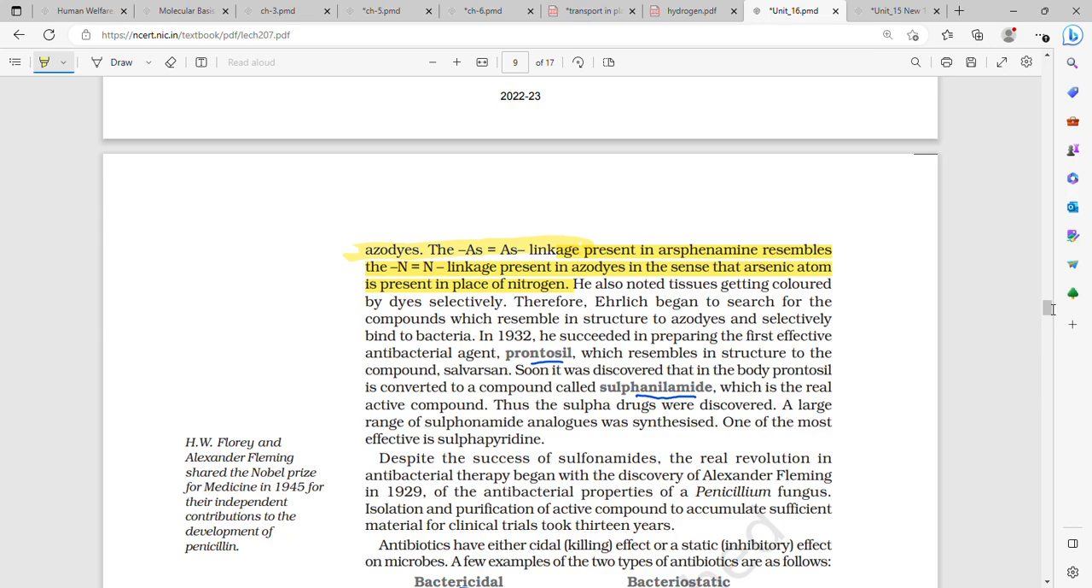He also noted that tissues get colored by dyes selectively. Therefore, Ehrlich began to search for compounds which resemble azo dyes in structure and selectively bind to bacteria. In 1932, he succeeded in preparing the first effective antibacterial agent, that is Prontosil.